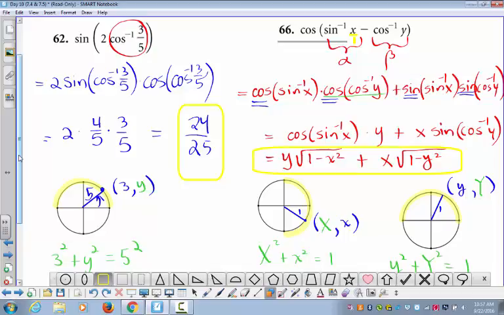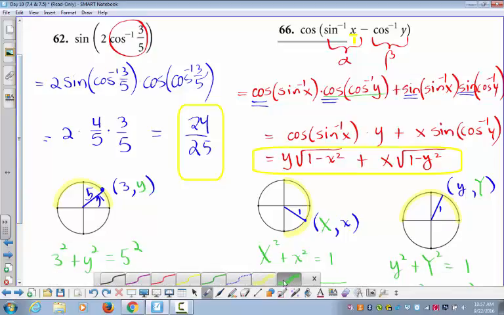So since we're doing the inverse of cosine y, the outside is sine. So once we got the cosine of the inverse of y, what happens to the sine on the outside? Right here? Okay. So we're evaluating this whole expression. This expression right here means find the y-coordinate of the terminal point on the unit circle. Sine of an angle is the y-coordinate on the terminal point on a unit circle.